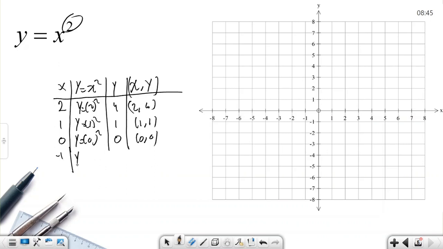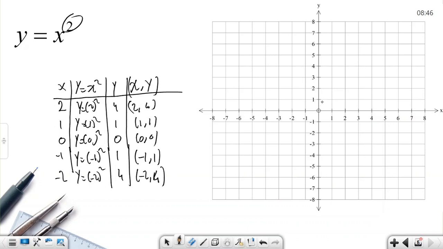-1, here be careful now. Y equal (-1) squared. So don't forget, you will need to substitute -1 instead of x. So using parentheses is important here. (-1) squared is 1. So my point is -1 and 1. So let's use -2. Y equal (-2) squared. (-2) squared is 4. Positive 4, don't forget, -2 and 4.